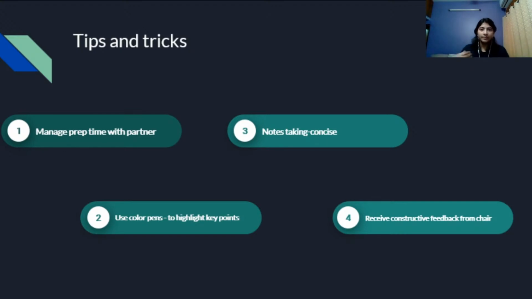So I personally use blue to write down my points and black to mark POIs and rebuttals and so on. This actually is very helpful, even though it seems very obvious. Not a lot of people do it.